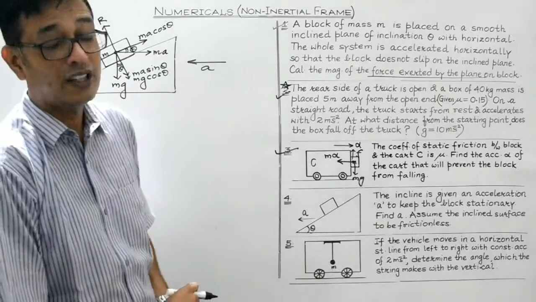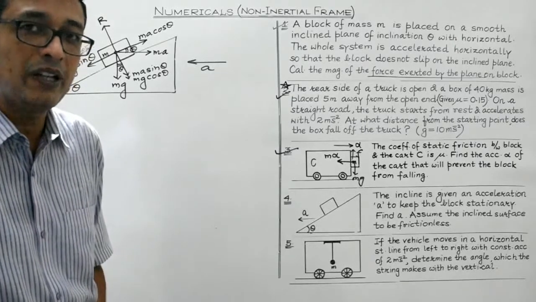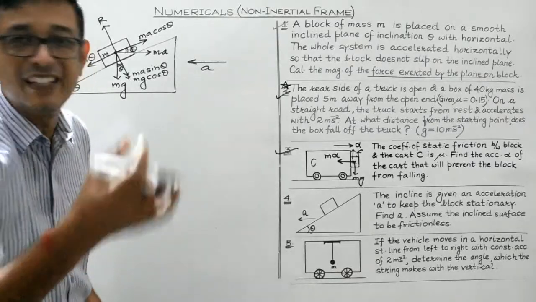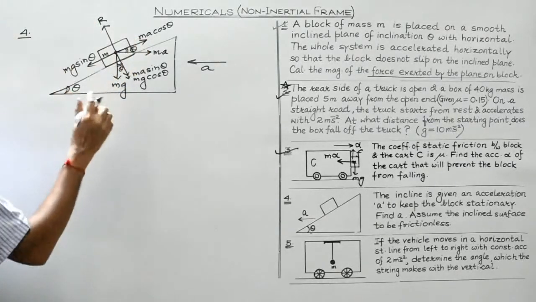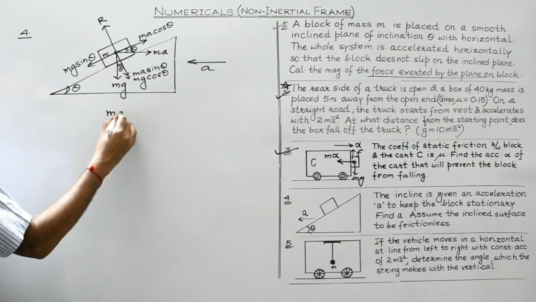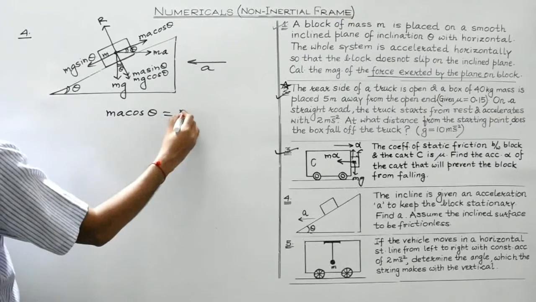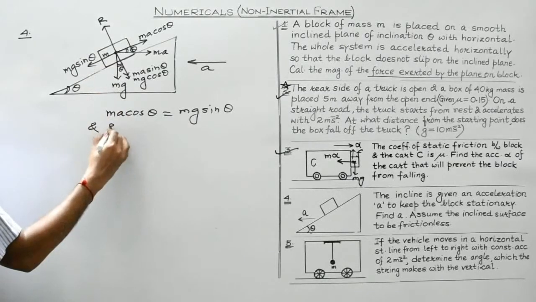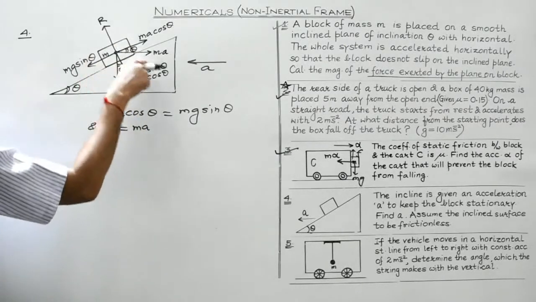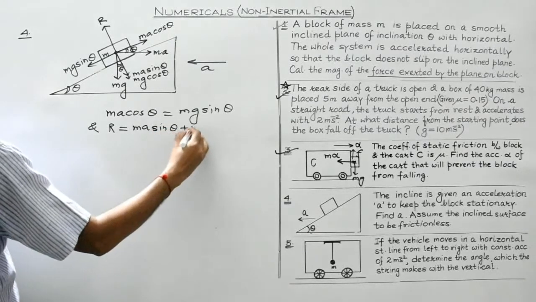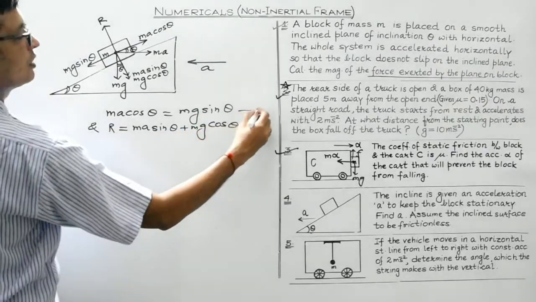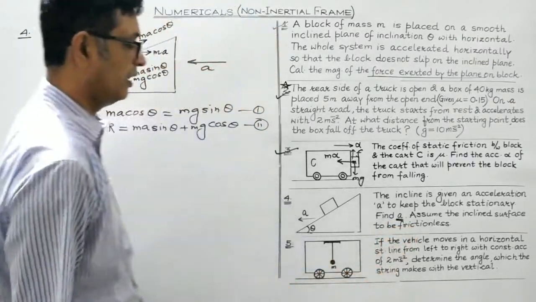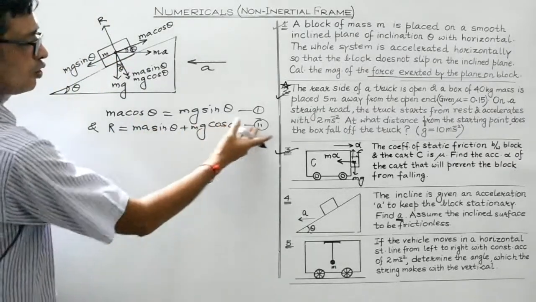Isn't it? So the block can remain stationary with respect to the inclined plane only if the block is in equilibrium of rest. That is, it is under the influence of balanced forces. So students, for the block to remain stationary, MA cos theta must be equal to mg sin theta, and R, the reaction force, must be balancing MA sin theta plus mg cos theta. So these are the two equations. Anyway, our objective is to find A, the expression for A, in terms of theta. So we need not make use of equation 2.